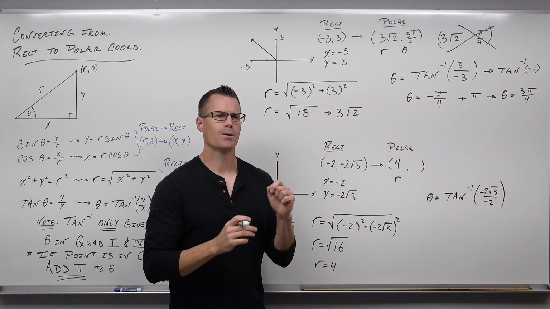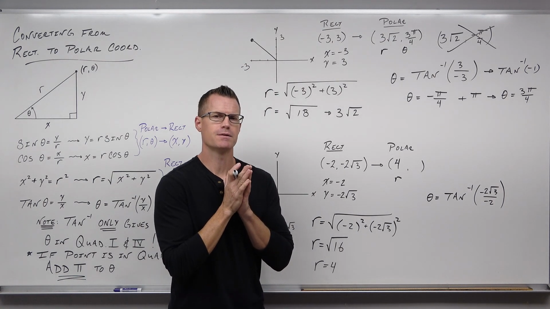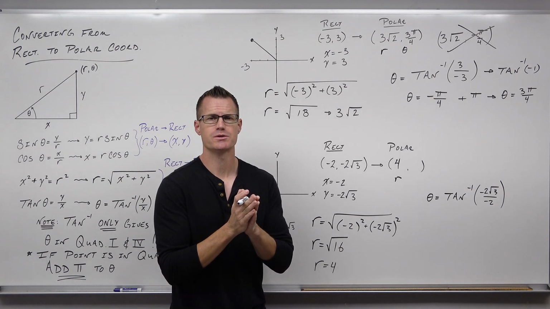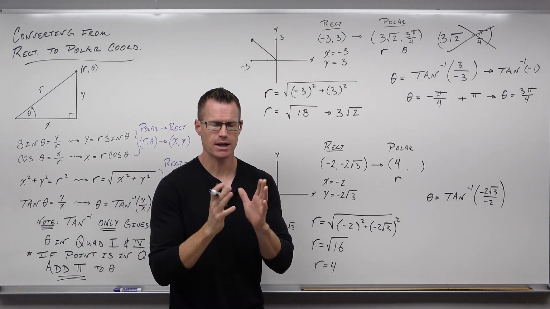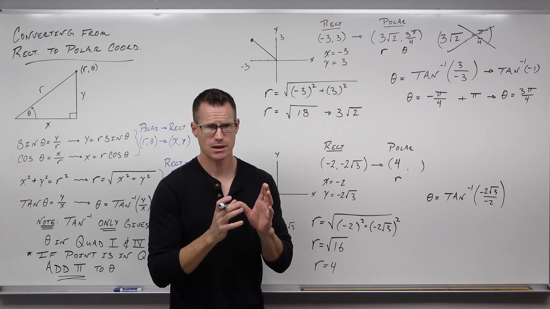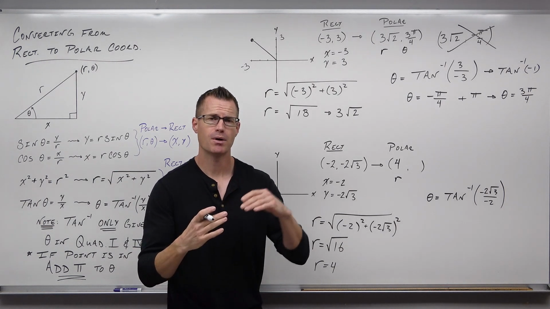What happens when you take -2 and divide by -2? What do you get? You get positive 1 times square root 3. This is the last time I'll say it, really. This is why tangent inverse can't give you both. It can't tell the difference between negative and positive.